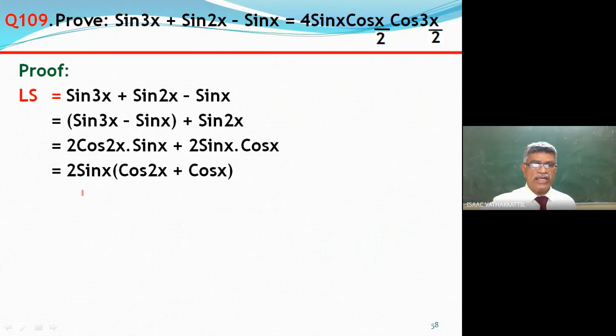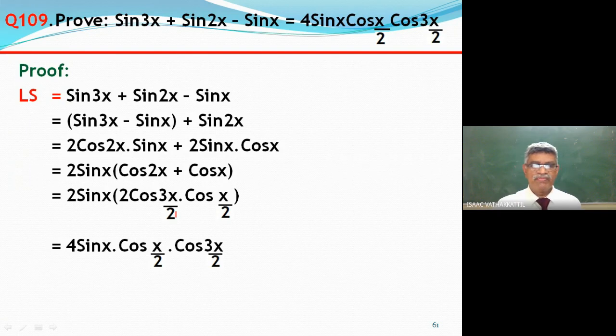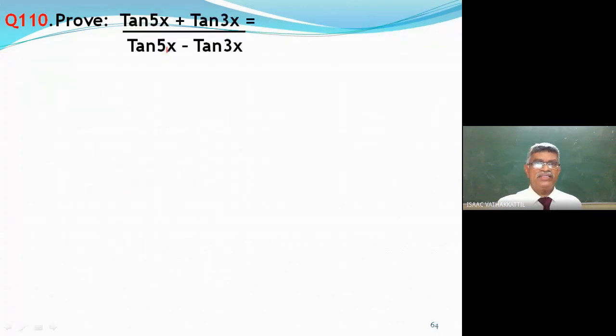Now take 2 sin x common. You get cos 2x plus cos x, and applying cos c plus cos d, 2 cos of c plus d by 2 into cos of c minus d by 2. And you have the answer. Okay? And that is the right side. Now let us again take a similar one.